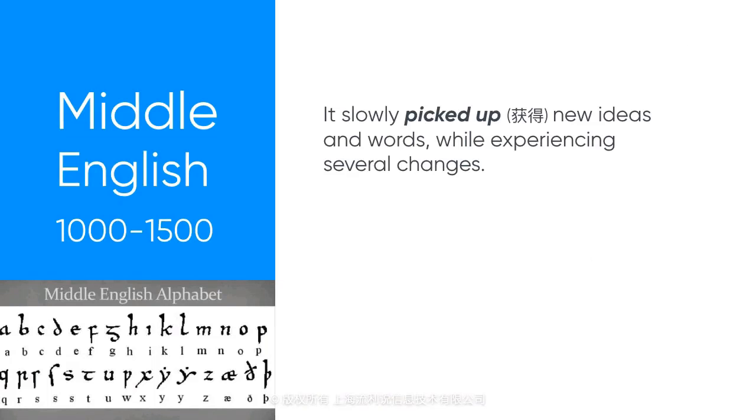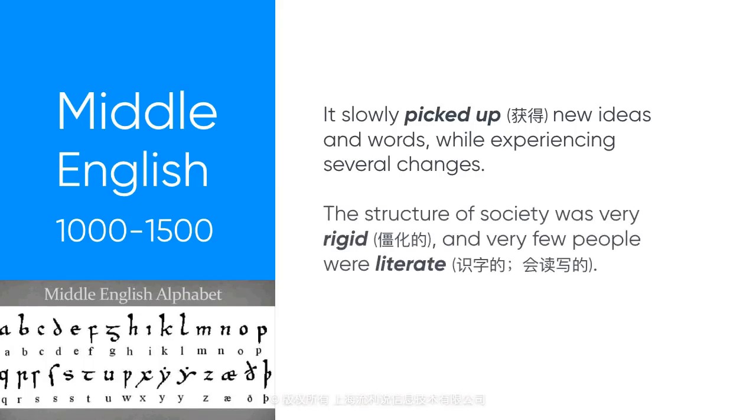Middle English was spoken in England roughly between the years 1000 to 1500. This period was much like English's middle school years. It slowly picked up new ideas and words while experiencing several changes. However, the structure of society was very rigid, and very few people were literate.